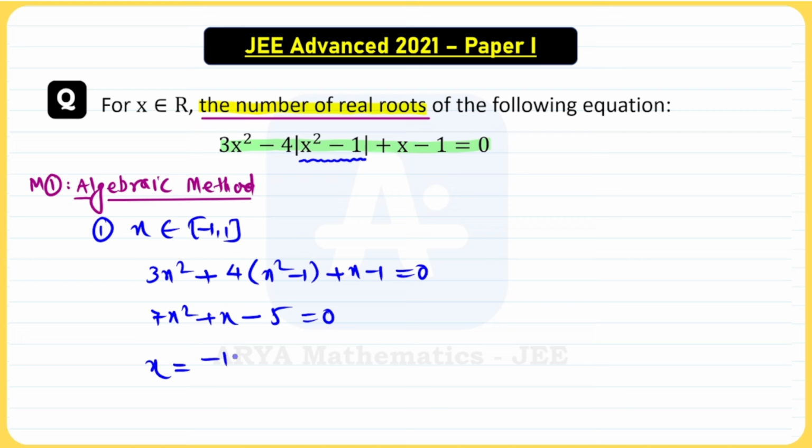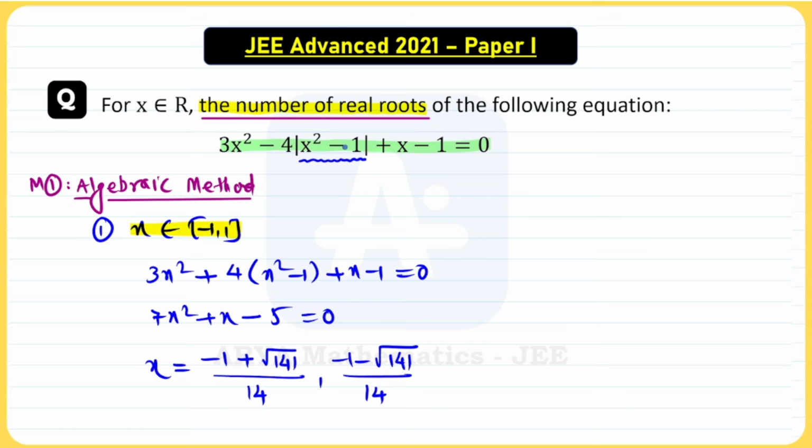Using the quadratic formula, you will get (minus b plus root D) by 2a. Now D will be b square minus 4ac, so 1 plus 140, that is root 141, divided by 2 into 7, so that is 14. The other root will be (minus 1 minus root 141) divided by 14. Now we need to check which of these roots belongs to the interval minus 1 to 1.